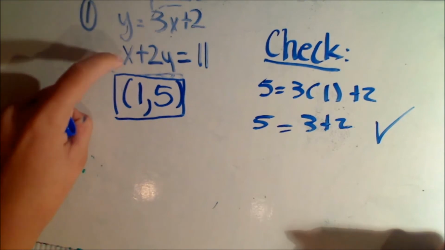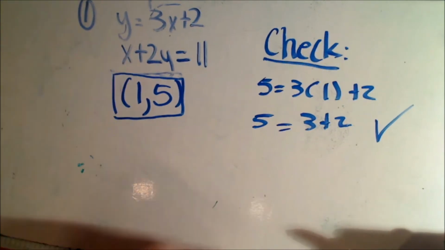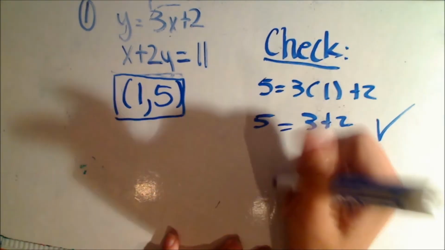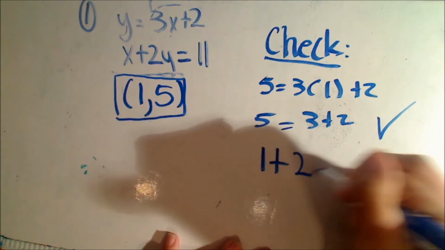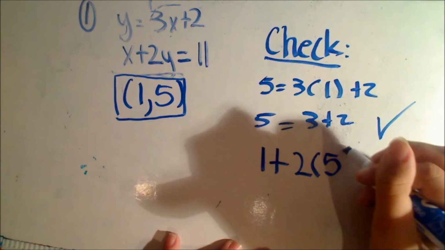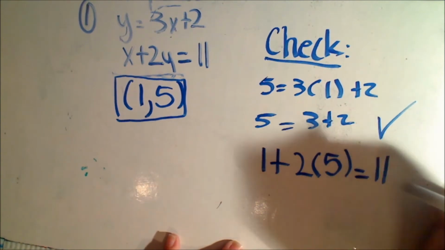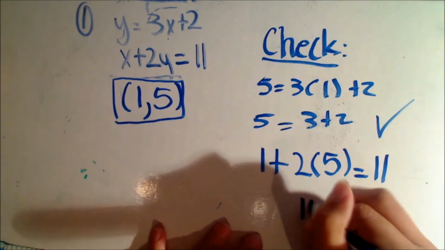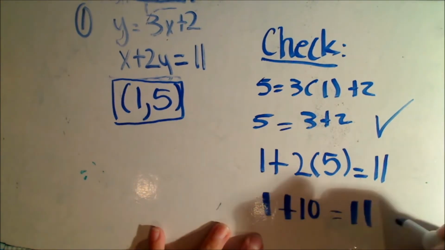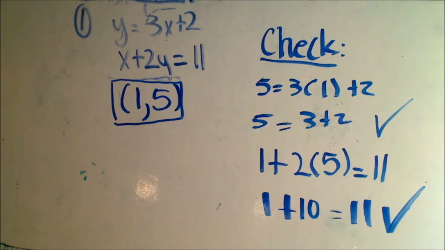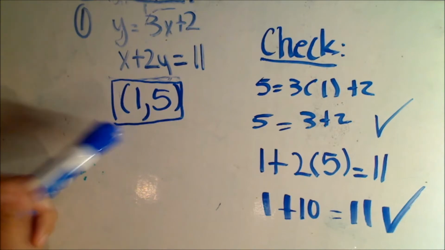Now we have to see if it checks with this equation. So we plug in 1 plus 2 times 5 equals 11. So we have 10. So we have 1 plus 10 equals 11, and yes, that's correct. So our answer does work, and the answer to the equations is 1, 5.